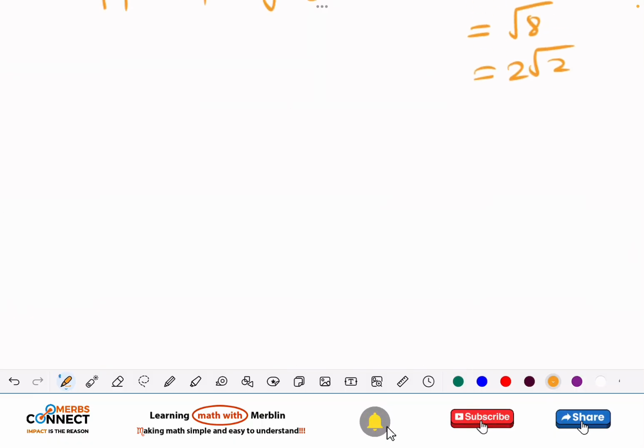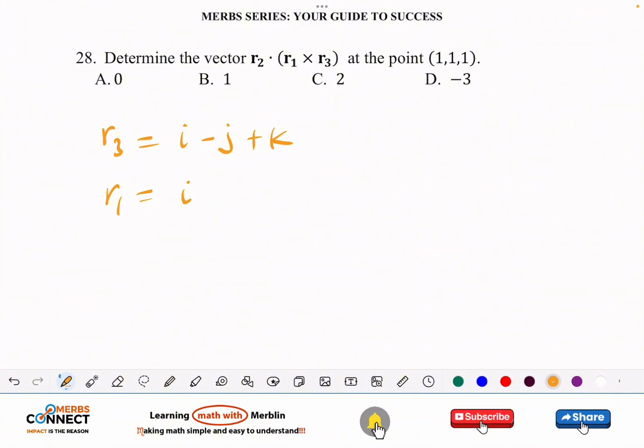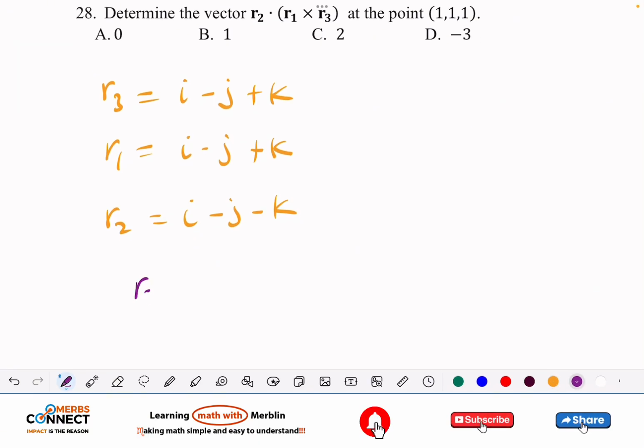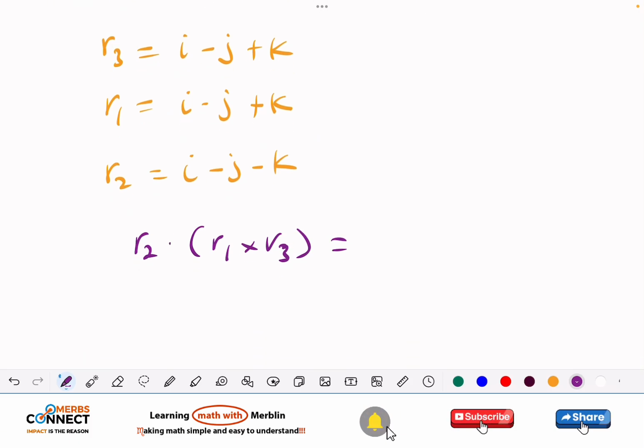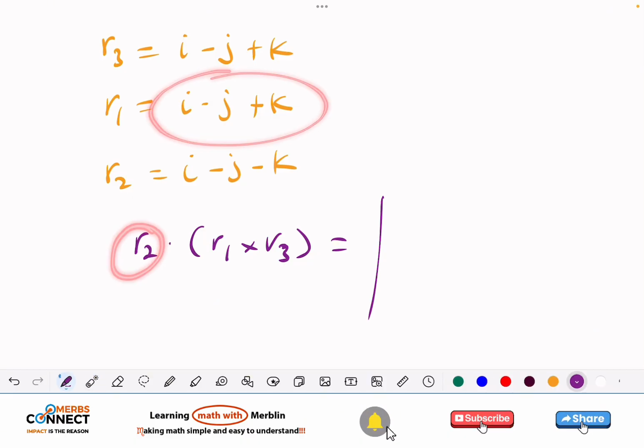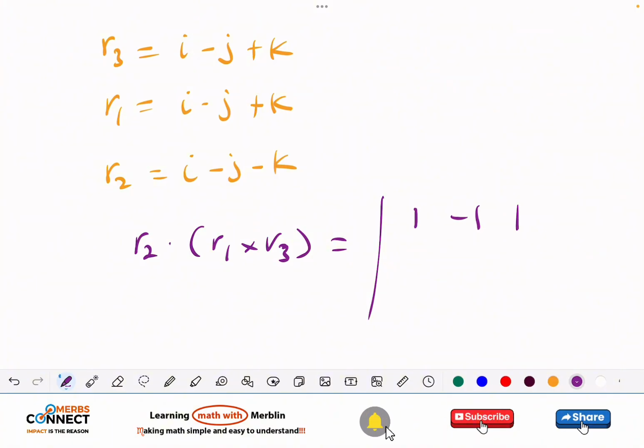Now R1 we found is i minus j plus k, and R2 we saw is i minus j minus k. So now we can just find R2 dot R1 cross R3. So this is a scalar triple product. So the first row is R2, which is 1 minus 1 minus 1, then R1 is 1 minus 1 1, and R3 is also 1 minus 1 1.